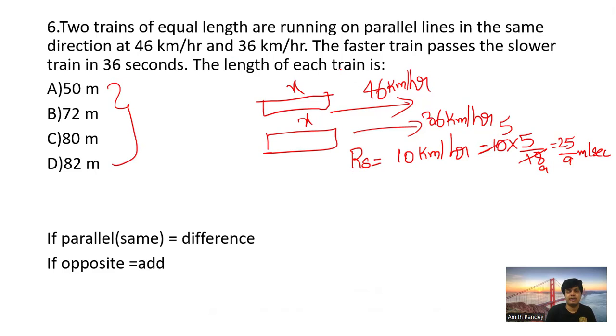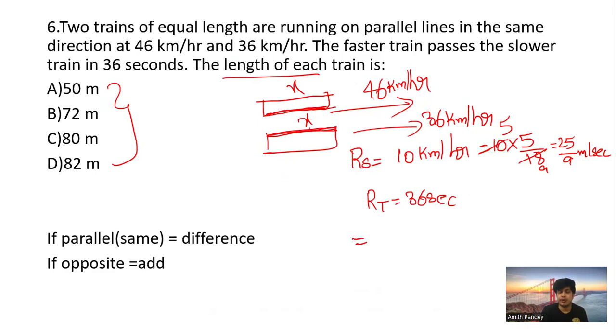Yeah, now read the next. The faster train passes the slower train in 36 seconds. Whenever we talk about passes, we are saying relative time. So relative time is also given, 36 seconds. They are asking the length of each train. One more, same thing. If the faster train tries to cross the other train, it has to cover its own length plus the other train's length. That is x plus x.